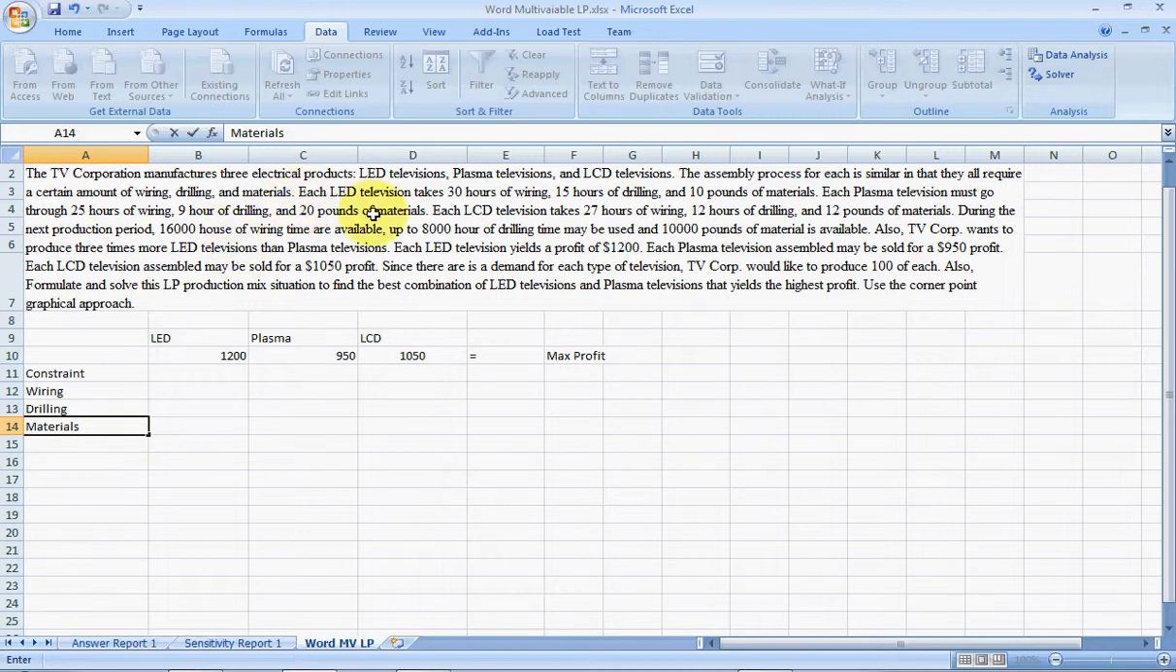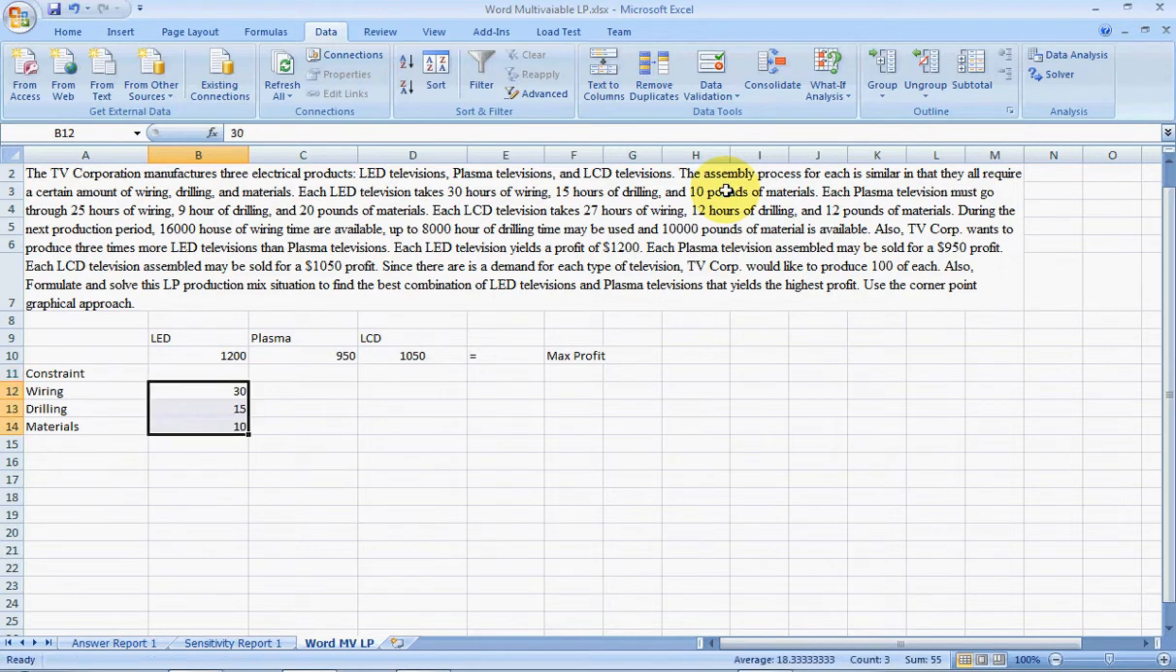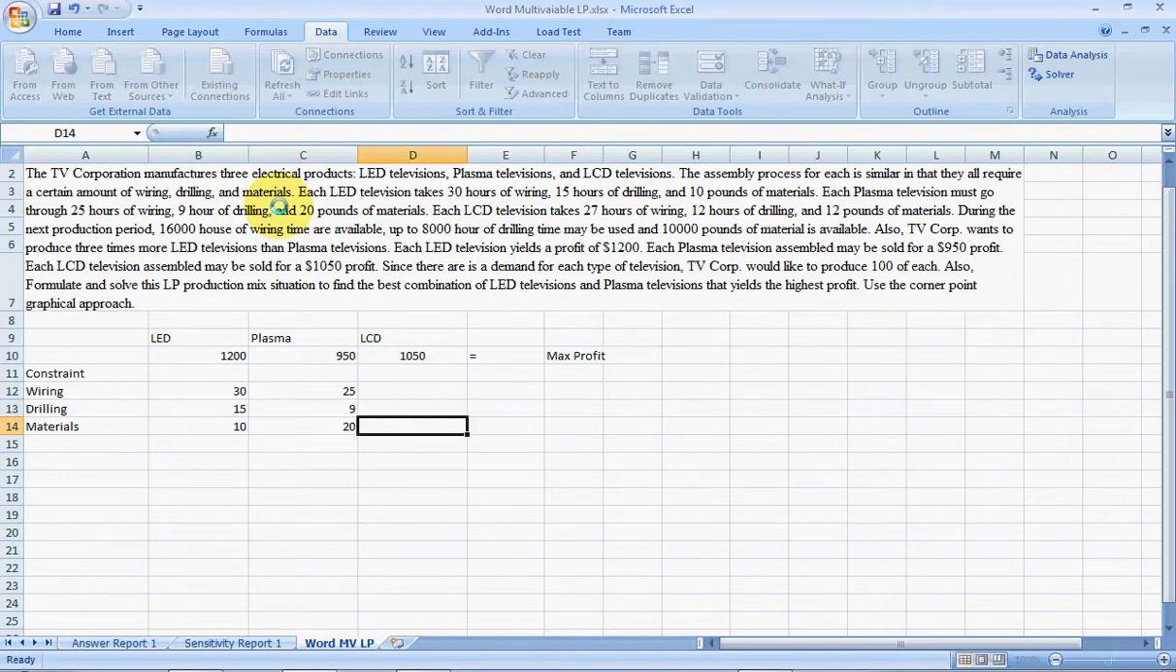Now if we read the next sentence, we see that each LED TV takes up a certain number of hours of wiring, drilling, and then some material. So we're just going to put those in next to the LED TV. So it's 30, 15, and then 10. And these actually need to go down one. This is why I have you label them, so you know which one corresponds to what. Now we go to plasma and we see 25, 9, and 20. And LCD is 27, 12, and 12.